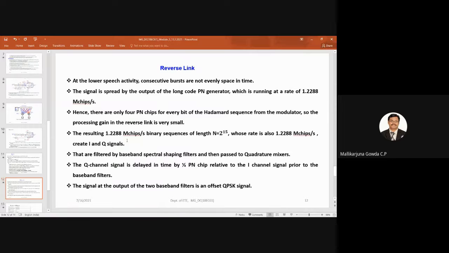Then the output of that PN, meaning the in-phase, is band pass filtered. Baseband filtering is done. As I said, the Q path will be delayed by half a PN chip, which is the offset we make with respect to the in-phase. So the signal at the output of the two baseband filters is an offset QPSK signal.